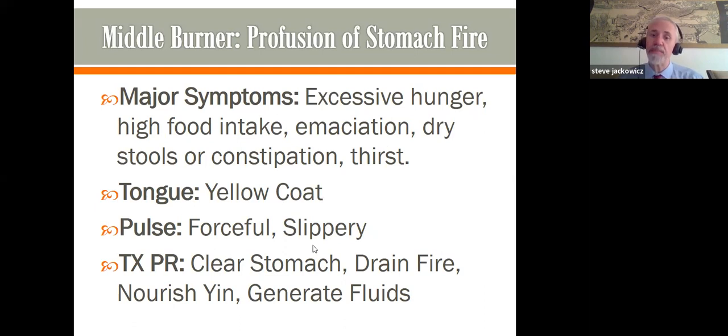But don't think this is dampness. Please don't think this is dampness. It's slippery because the stomach fire is baking the fluids into something like that. But if you treat this to drain damp or transform damp, it won't work. And we're going to talk about the complications in just a minute. But the principle: clear the stomach, drain the fire, nourish up the yin, generate the fluids, but you've got to try to fix it. So what do we do to fix it?